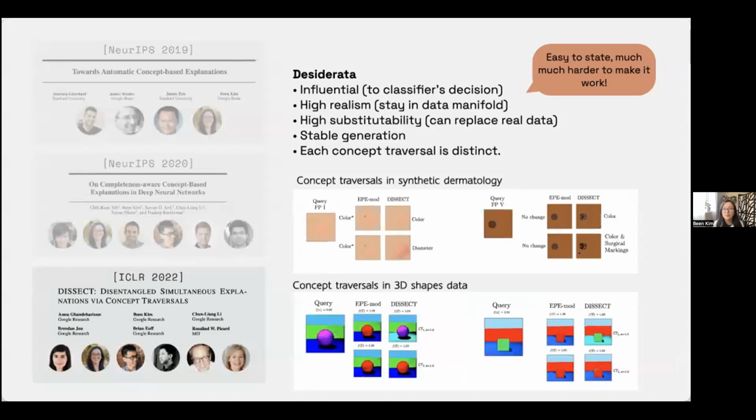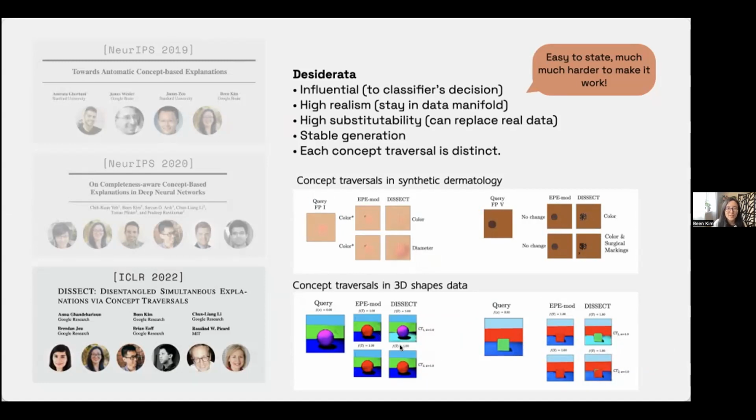Here are some examples of our results compared to baselines. We test in some synthetic domain. This is the synthetic domain. Before moving on to 3D shapes data, we also select D, but it's not shown here. Here are the baselines, EPE modification, and here are our methods.